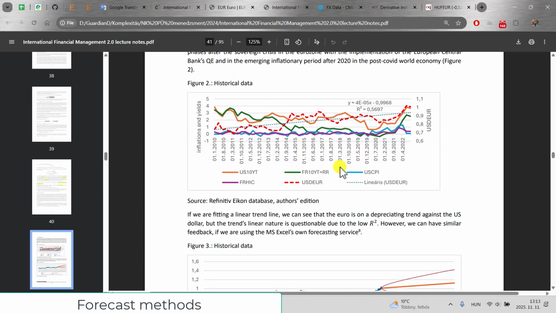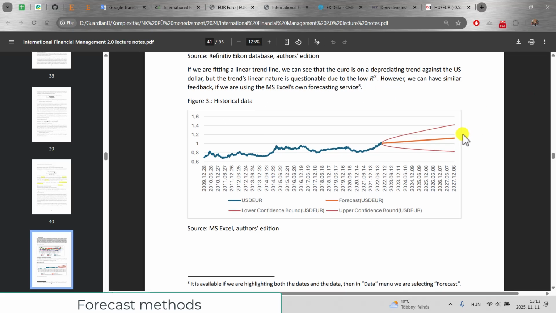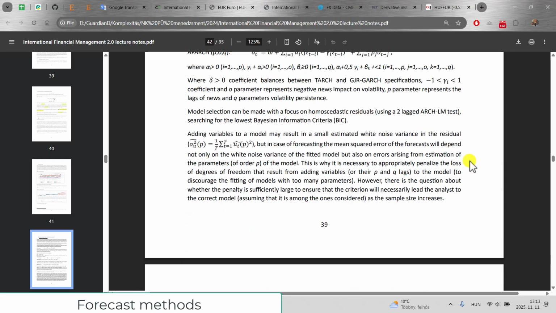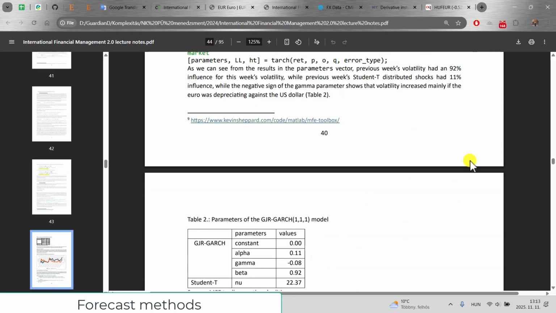So here is the historical trend data. Obviously if it's clear that it's appreciating or depreciating, then it's really easy, or even Excel can do some kind of really simplified and stupid forecast for us, because I can fit this linear line easily. Okay, Excel is so proud of this.